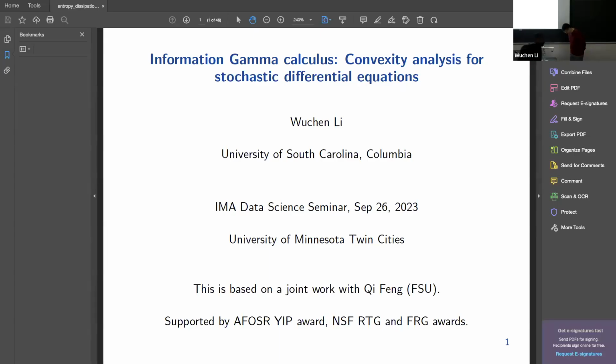Hello, everyone. Welcome to the second IMA data science seminar this semester. I'm introducing Wuchen Li, who is an assistant professor at University of South Carolina. His major research interests lie in optimal transport, mean field games, and machine learning. Now, he's going to talk about information gamma calculus, convexity analysis for stochastic differential equations.